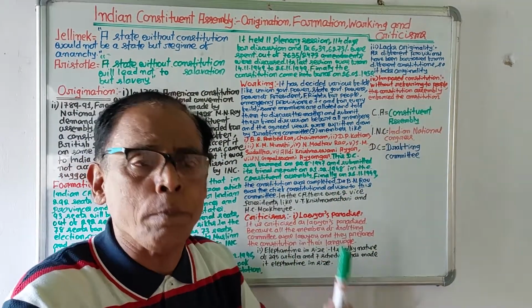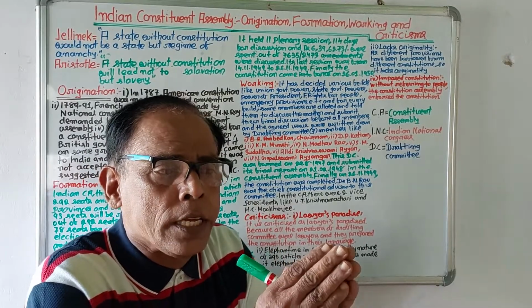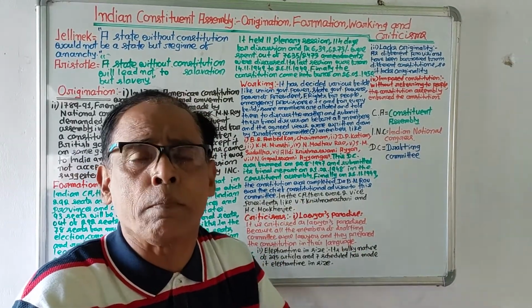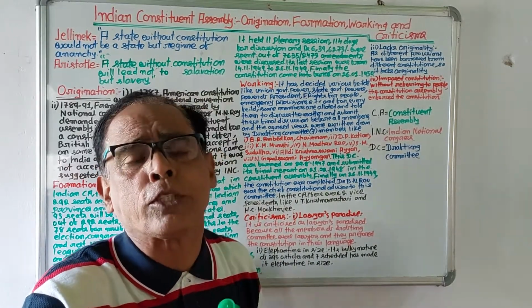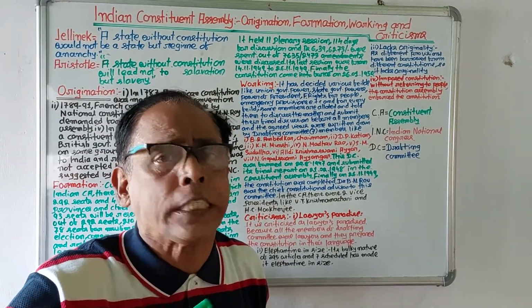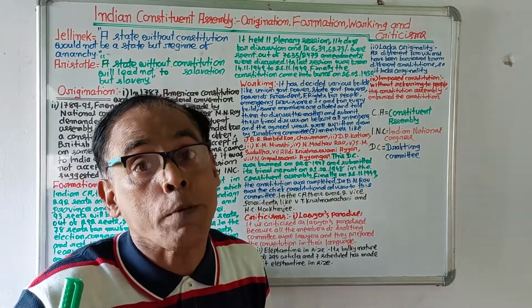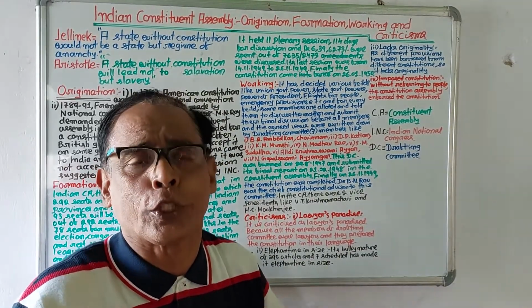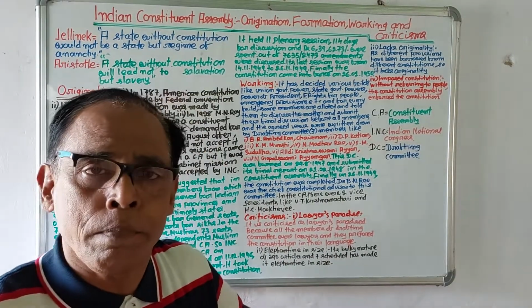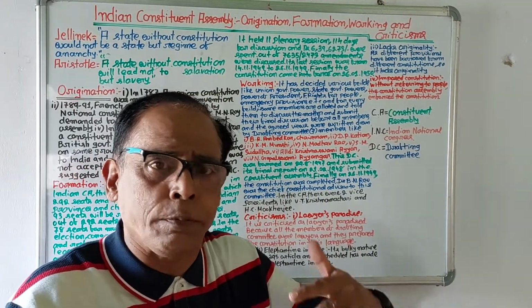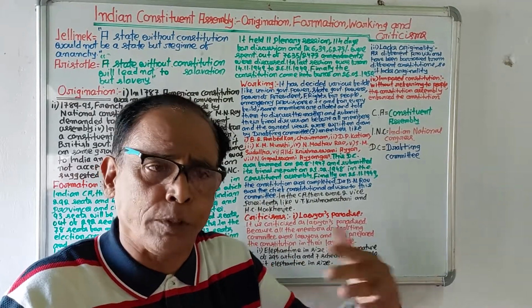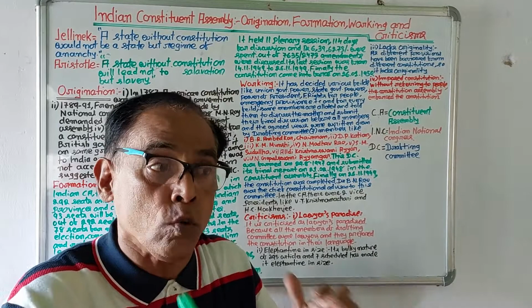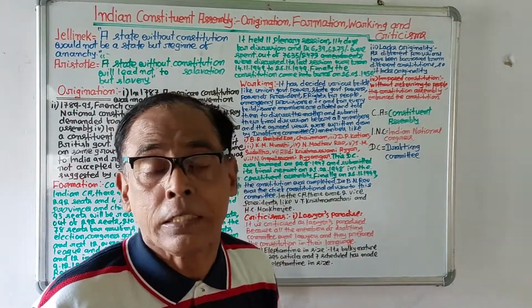Finally, imposed constitution. It means some critics view that the Indian Constitution is an imposed constitution because the Constituent Assembly, after preparing it, immediately enforced it without referring to people for approval. So it is known as an imposed constitution. So we are clear how the Indian Constituent Assembly originated, how it was formed, how it worked, and what were its main criticisms.